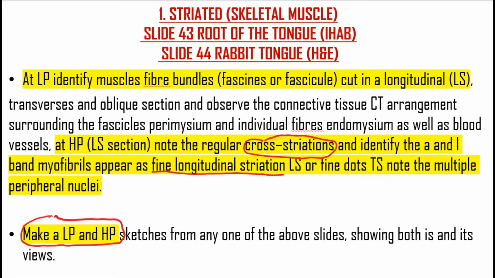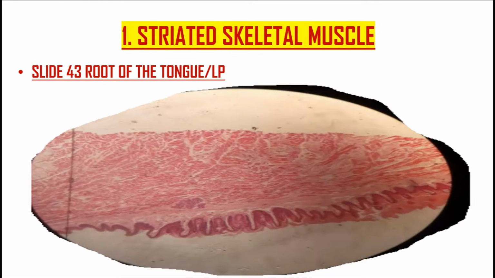So let's look at the slide at low power. In this slide, you're able to see the root of the tongue. Here is a longitudinal muscle fiber, which is a fascicle, and this is another longitudinal muscle fiber. They are running in longitudinal section; that's how you are able to appreciate them. These ones here that appear like this are cross section fibers.